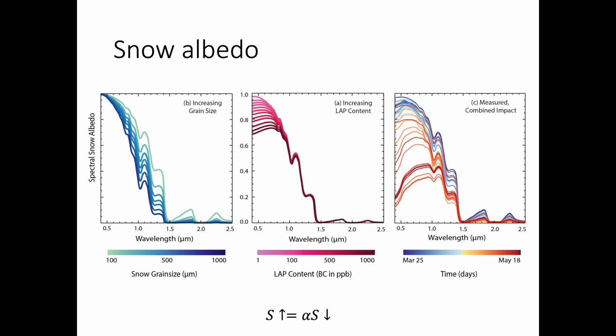The center panel shows a single grain size with different amounts of light absorbing impurities like dust. The more impurities, the more the spectral albedo is lowered in the visible wavelengths. The graph on the right shows the combination of the impacts of larger grains and light absorbing impurities like dust.